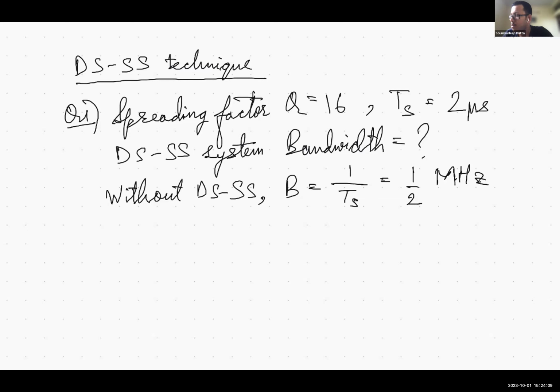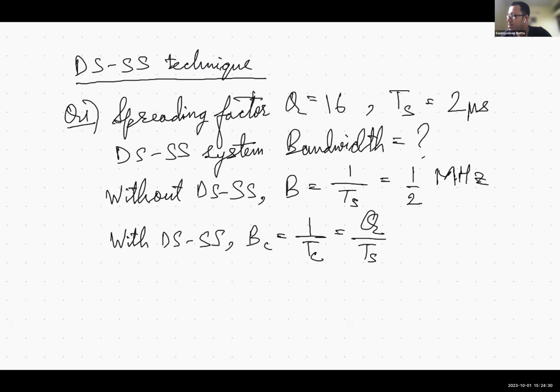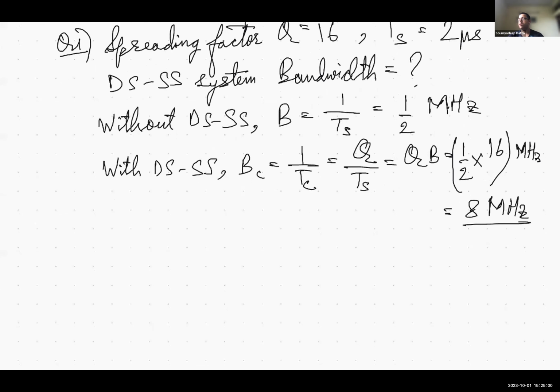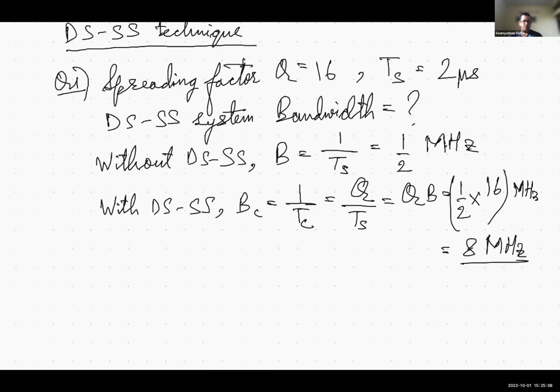But with DSSS, as we know, the bandwidth is 1 by TC, which is Q times the original bandwidth. So the bandwidth becomes Q times B, which is half times 16 megahertz. So the answer is 8 megahertz. That is the bandwidth of the DSSS signal. I hope this is clear. It's very simple: you take the bandwidth of the original signal and multiply it with the spreading factor.